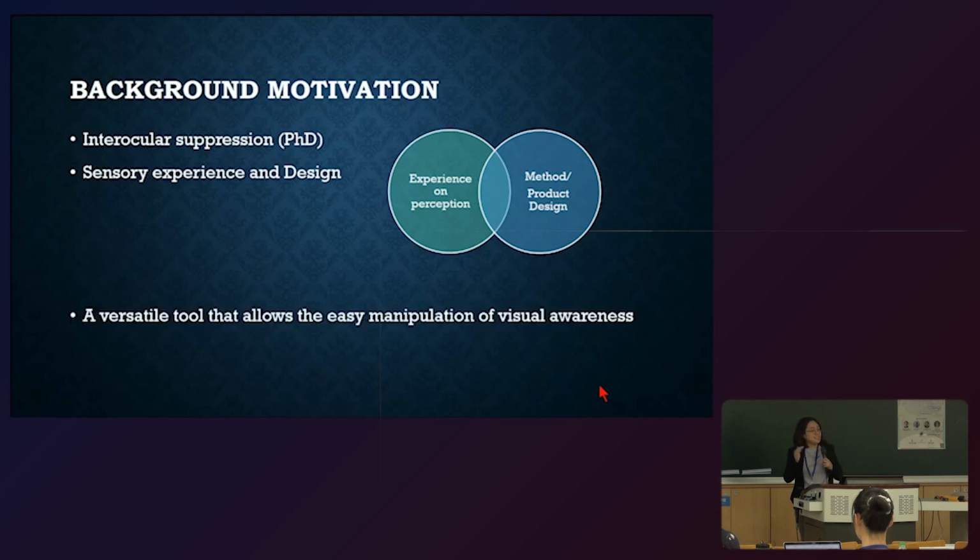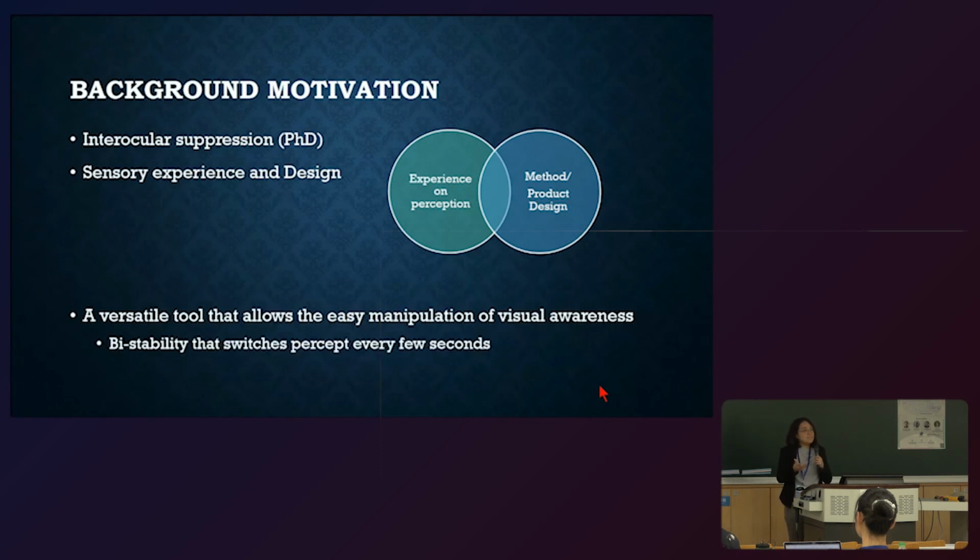For this talk, I'm going to focus only on interocular suppression, which in my view is a very versatile tool that allows the easy manipulation of visual awareness. The reason is that it involves bistability that allows you to experience alternating percepts every 2 seconds.